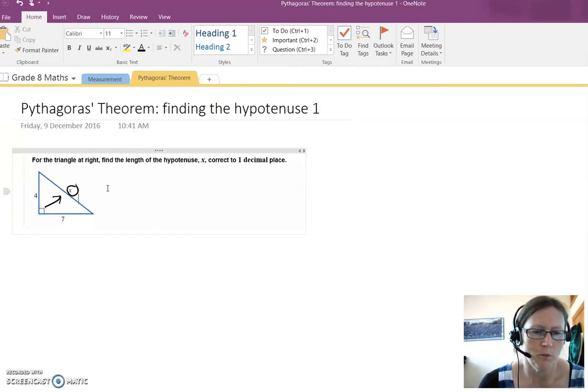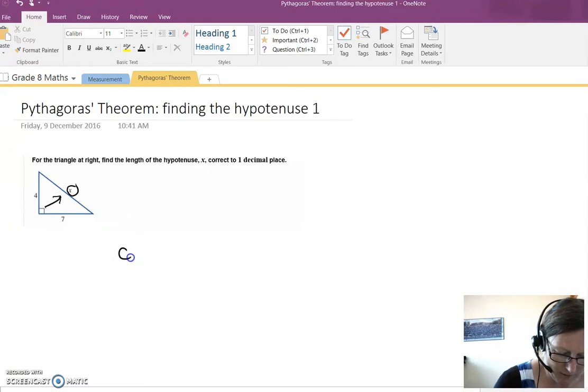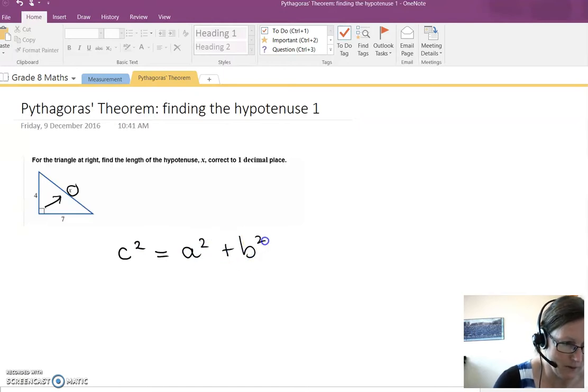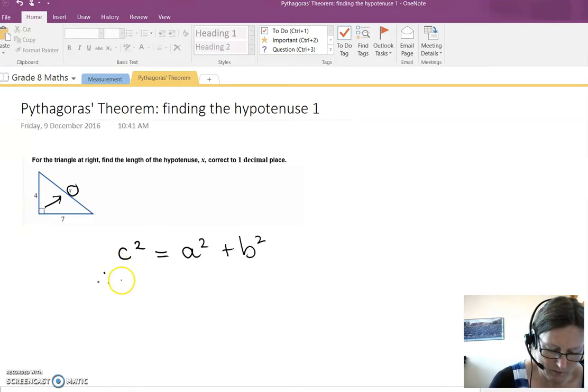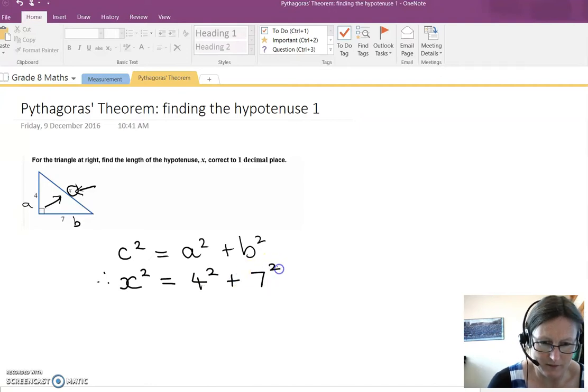So what we do when we're trying to find the third side, we always write out the formula, which is Pythagoras' theorem. C squared equals A squared plus B squared. Then we simply substitute in what we know into this formula. Remember I said that C is always the hypotenuse. So in this case, instead of C, we write X because it tells us that the hypotenuse is X. So we write X squared is equal to A squared, A here, B there. So 4 squared plus 7 squared.